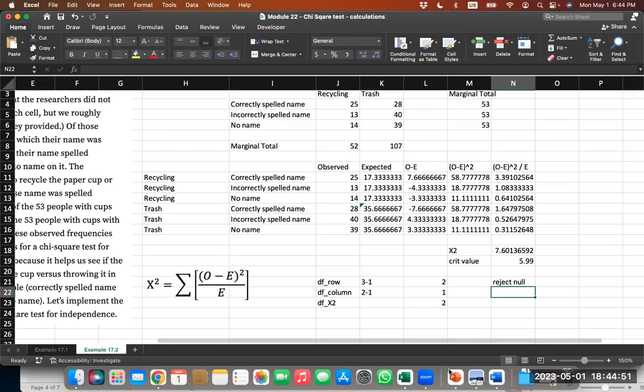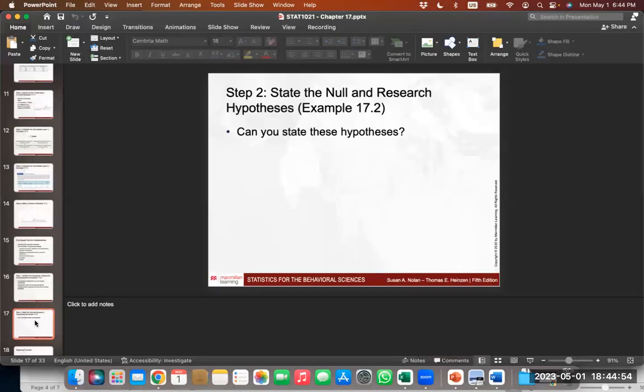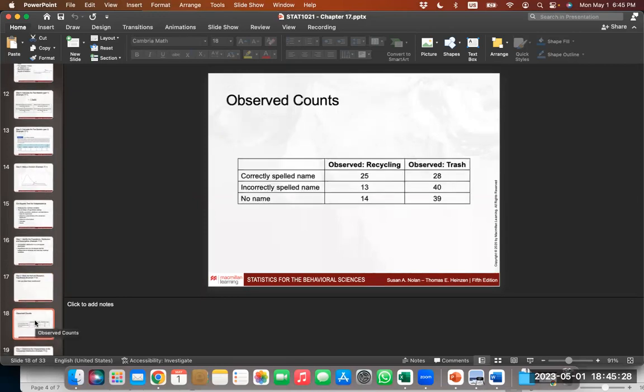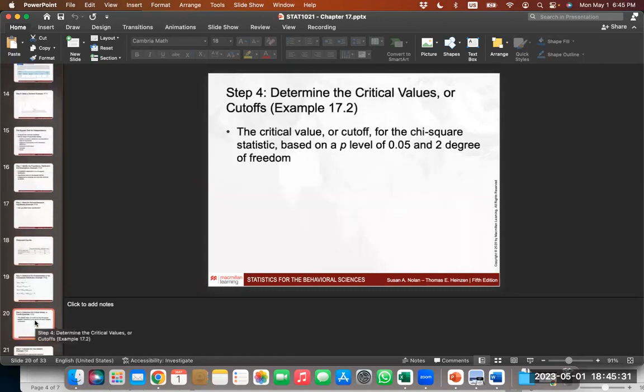And that's how simple it is. The null hypothesis here was that there's no association between our dependent variable, the probability of trashing or recycling, and our independent variable of having a name on it, an incorrect name, or no name at all. Now we're rejecting that and saying there is an association. We don't know what it is, but there is an association in that data. And this is all that we can conclude at this point.